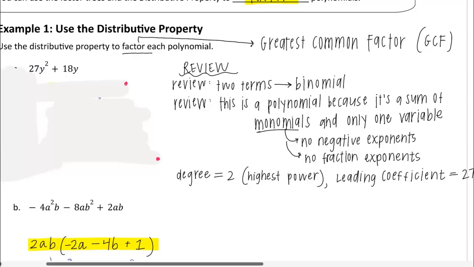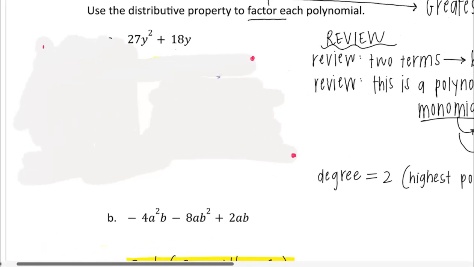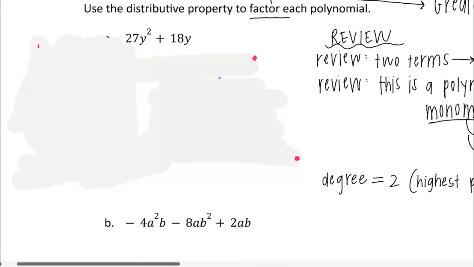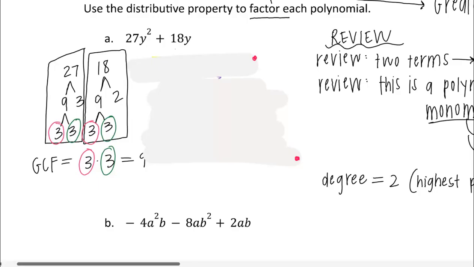Let's say we wanted to factor this polynomial. The first thing you're going to do is make a factor tree for the coefficients. So 27 and 18. Hopefully you guys know or remember how to make a factor tree. Once you make your two factor trees, you're going to look at what these two factor trees have in common. So 27 and 18, I see that they both have a common factor of 3.